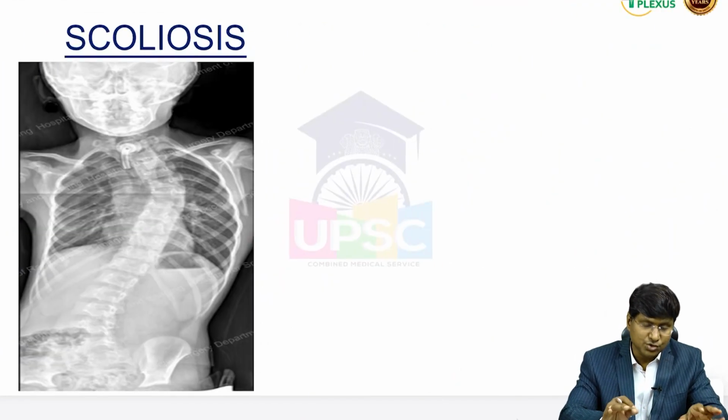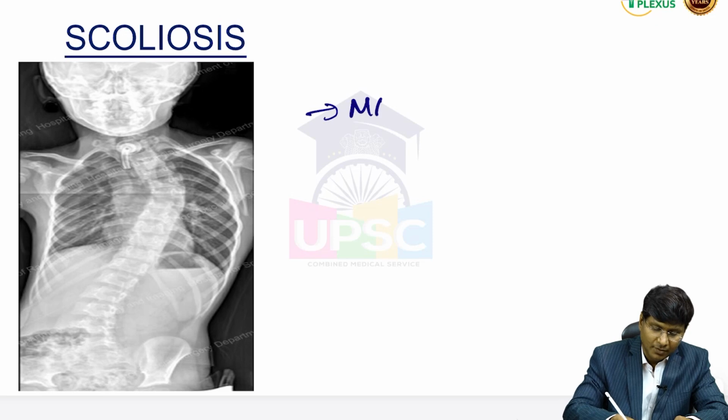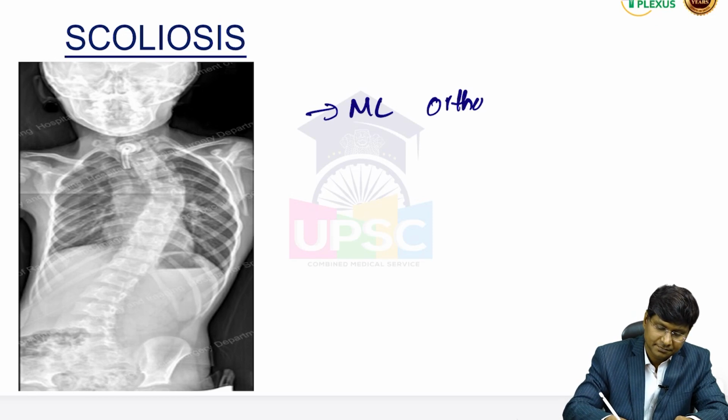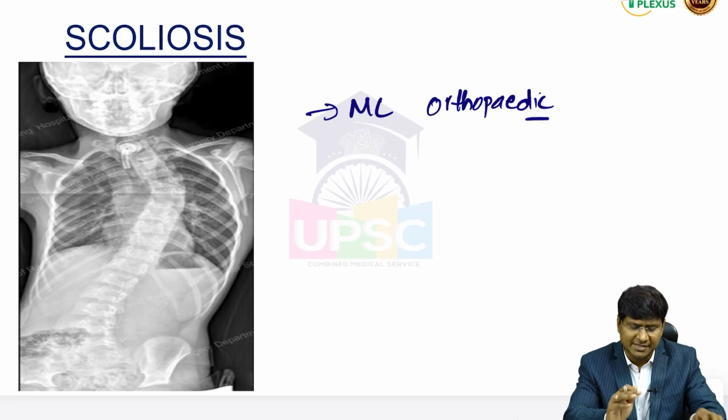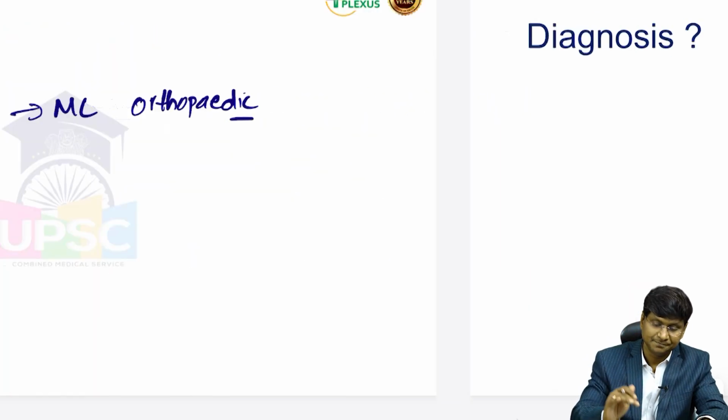And the most common orthopedic manifestation of neurofibromatosis type 1 is scoliosis. Although it is not specific enough to be included as a diagnostic criterion, it is one of the most common orthopedic manifestations in neurofibromatosis type 1.